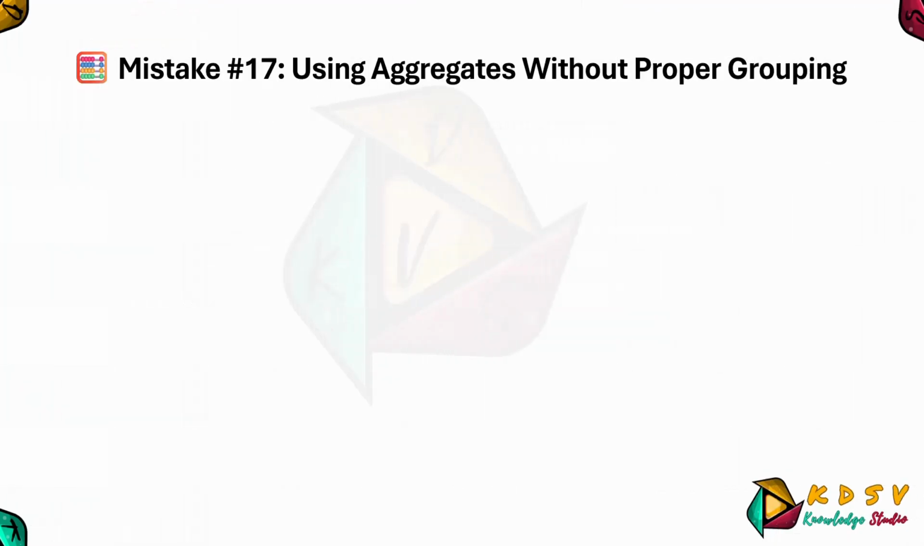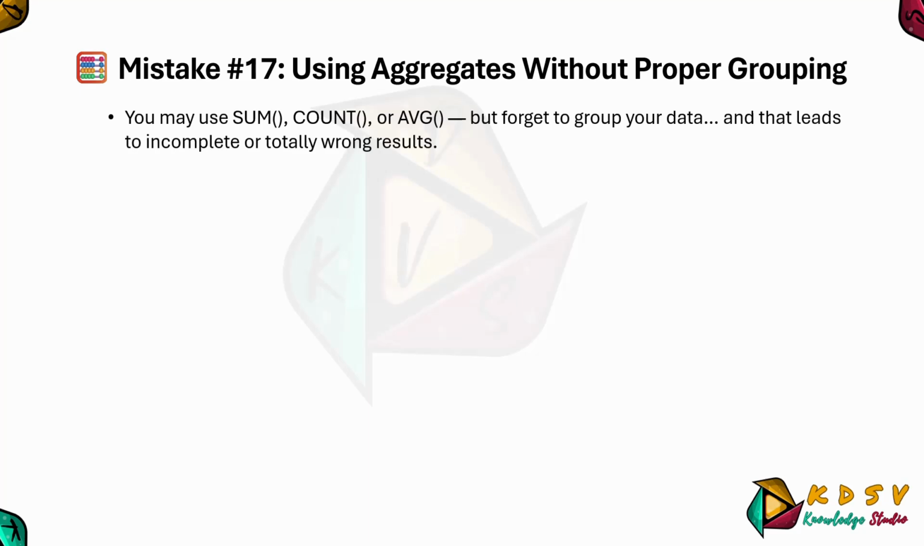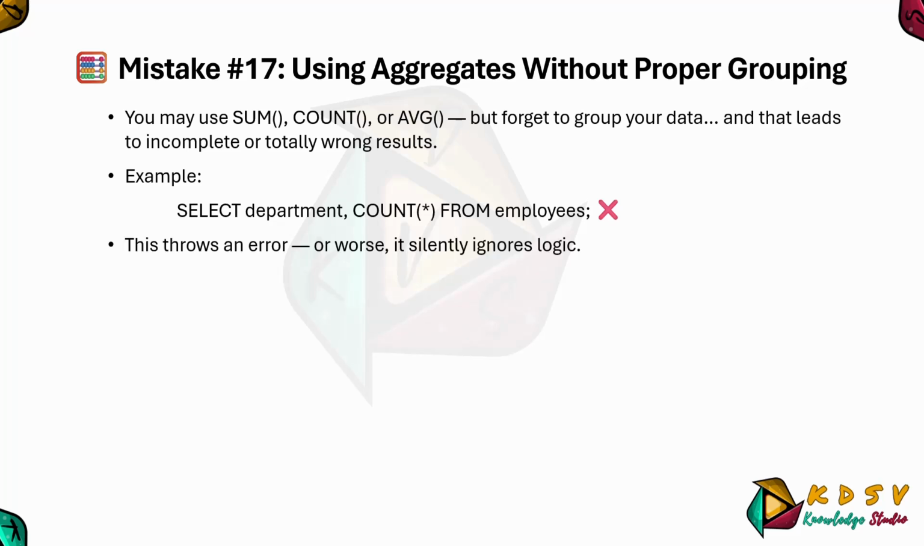Mistake number 17: using aggregates without proper grouping. You may use SUM, COUNT, or AVERAGE, but forget to group your data, and that leads to incomplete or totally wrong results in your query. For example, select department, count star from employees. Here we did not say how to group it. This throws an error, or in the worst case, it silently ignores the logic.